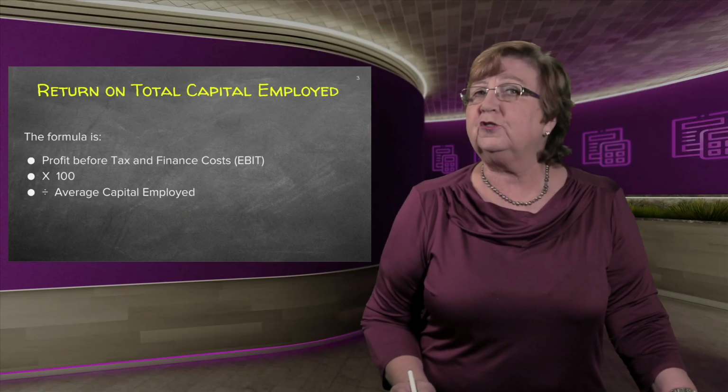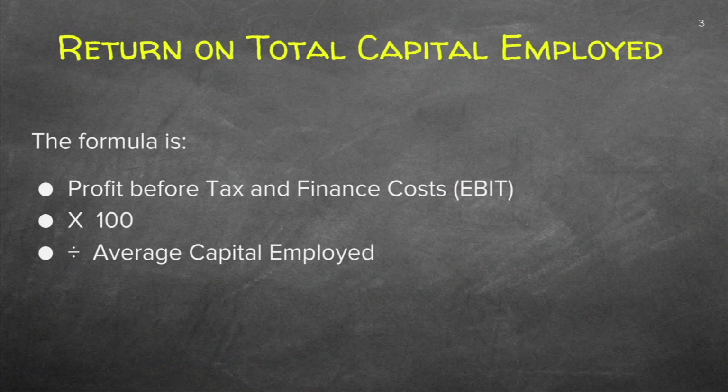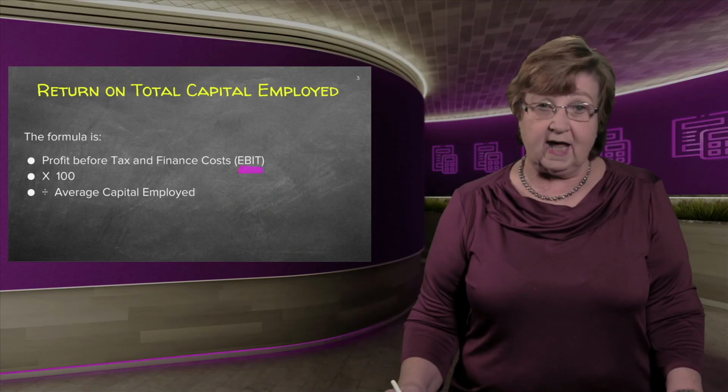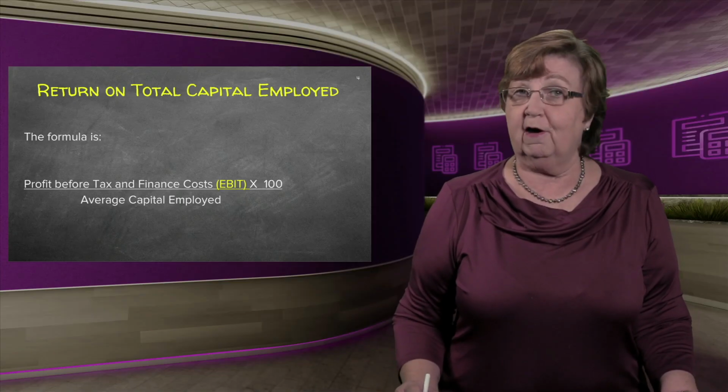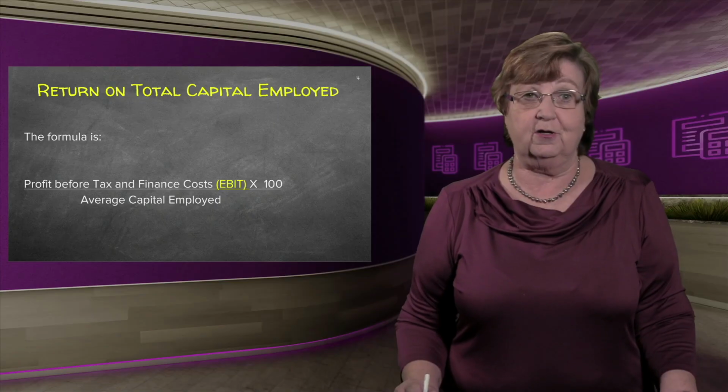The formula to calculate this ratio is profit before tax and finance costs, known as EBIT. I'll come back to EBIT and explain in detail what it stands for. We multiply the profit before tax and finance costs times 100, and divide it by our average capital employed. You will remember that we looked at average capital employed in the last lesson, and I'm not going to go over that because it should be fairly fresh in your minds.